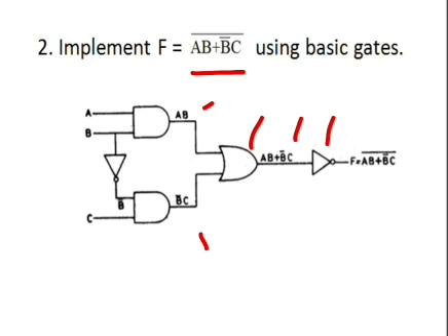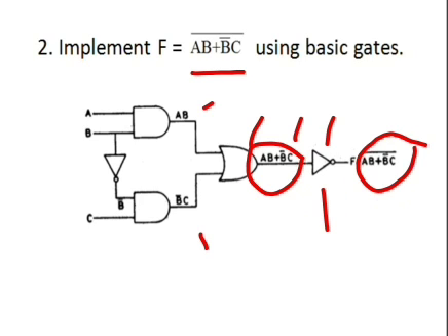So therefore, the input of the NOT gate is AB plus B complement C. Whatever the output of the NOT gate, the output is AB plus B complement C whole complement, because the NOT gate is inverting.